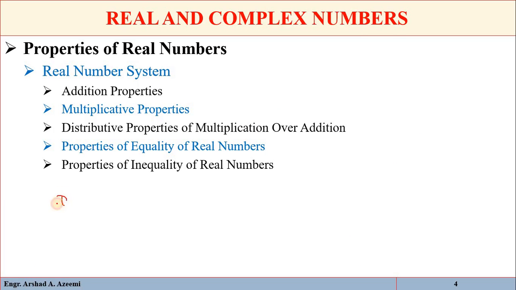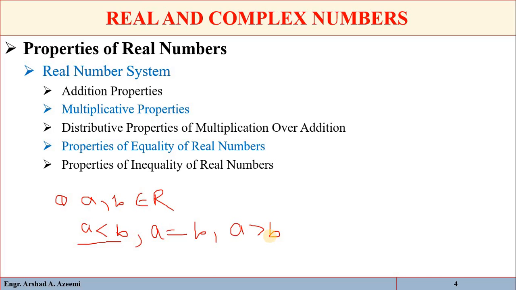Suppose we have two numbers A and B which belong to the real numbers. For any two real numbers A and B, either A will be less than B, or A will be equal to B, or A will be greater than B. So there are three possibilities. This is called the trichotomy property.